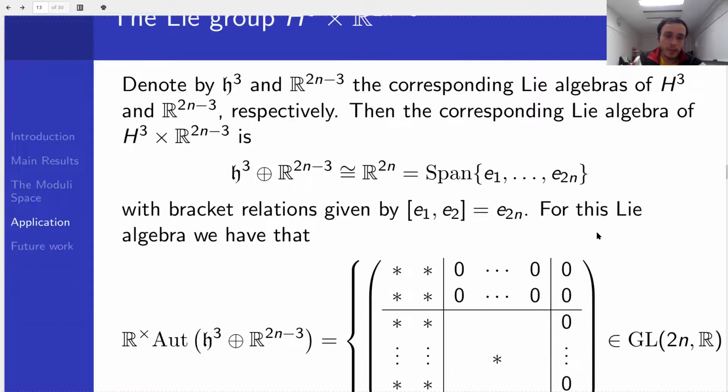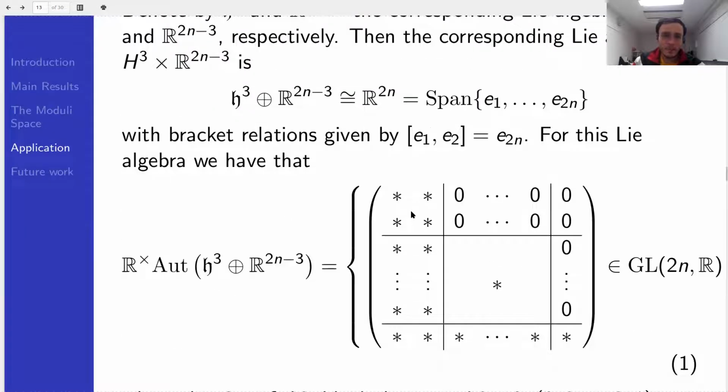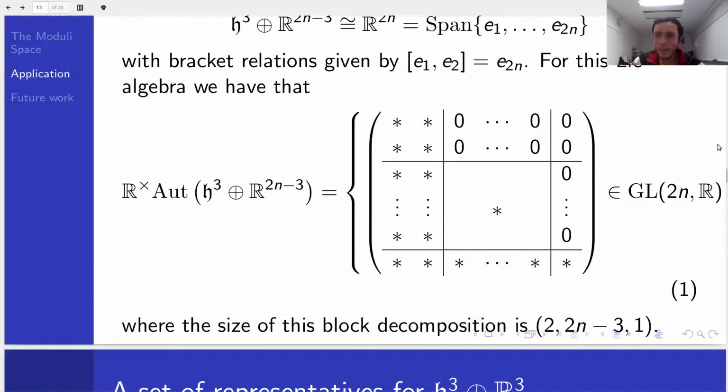So the first thing is, what is the automorphism group of this Lie algebra? It's this one. It's very big, actually. As you see, it's so big that it didn't fit in this slide. I should have made it smaller. But anyway, this is one of the reasons why we first chose to study this one: the automorphism group is so big that we expected the orbit space, the moduli space, to be nice, or very small.